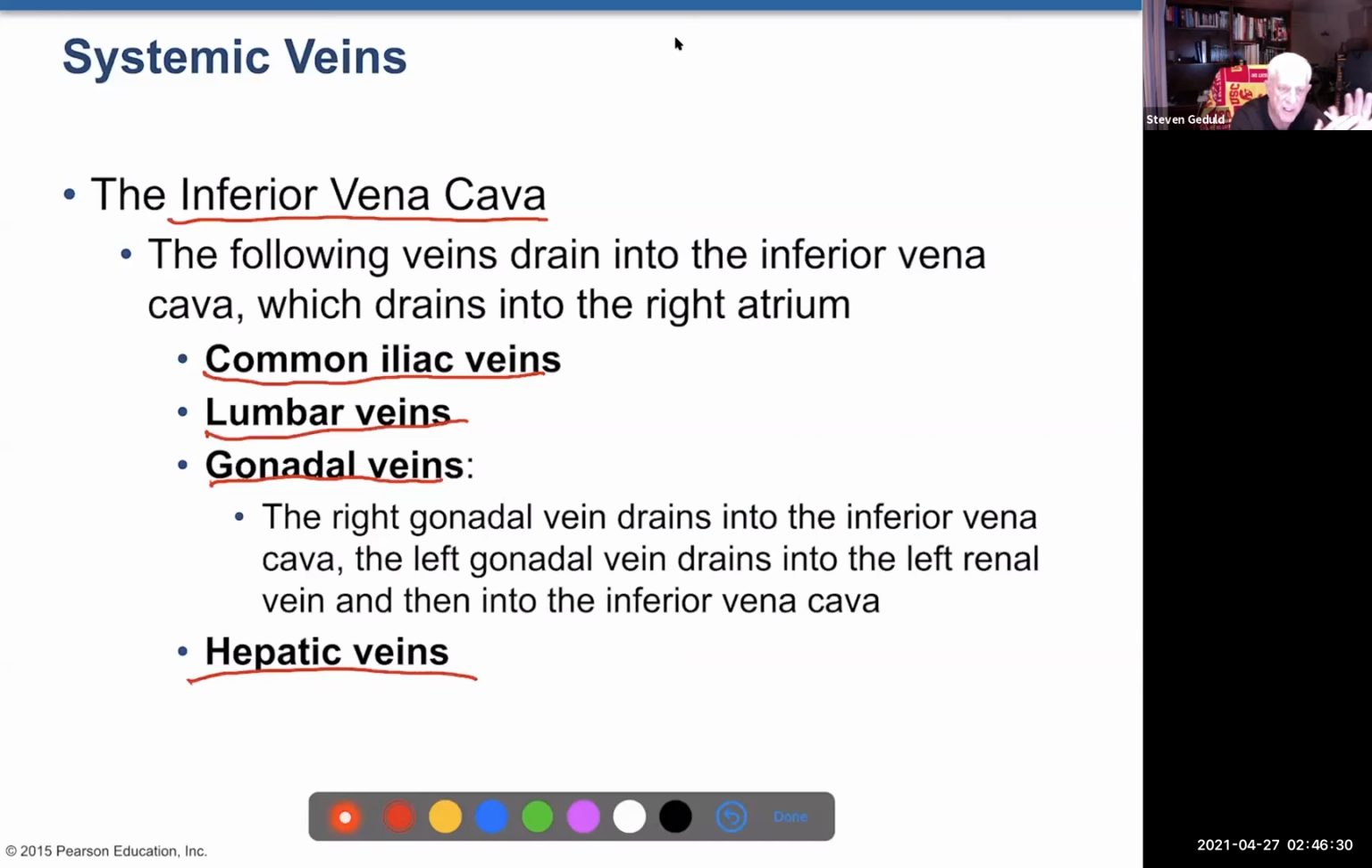The right gonadal vein drains into the inferior vena cava. The left gonadal vein drains into the left renal vein and then into the inferior vena cava. So the right gonadal vein drains directly into the inferior vena cava. The left gonadal vein drains first into the left renal vein, then back into the inferior vena cava.